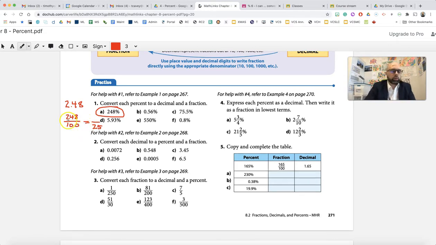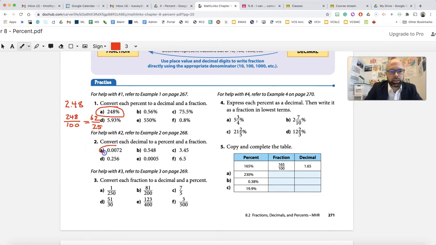And then this is going to be 62, I believe. 62 over 25. Is that math right? 60 times 4 is 240, yeah. Okay, converting each decimal to a percent and a fraction.